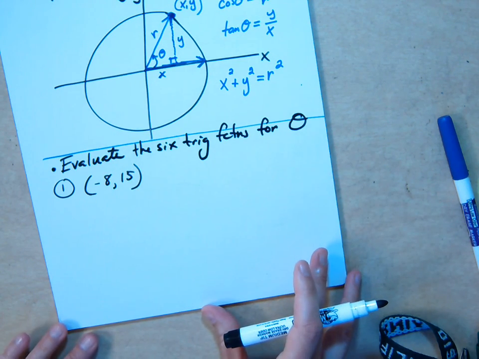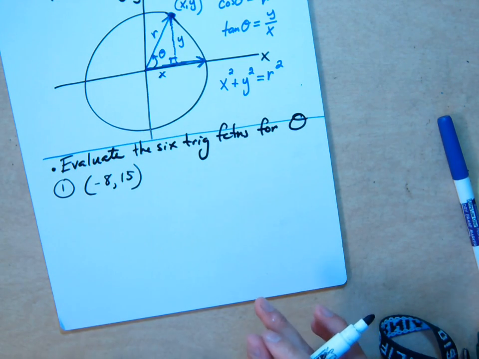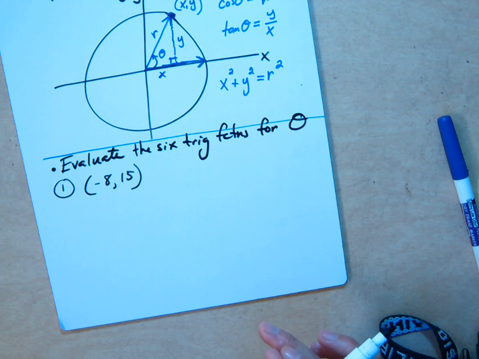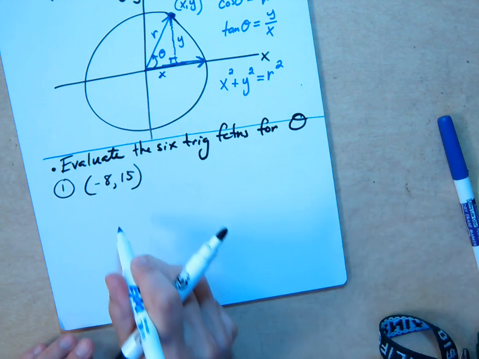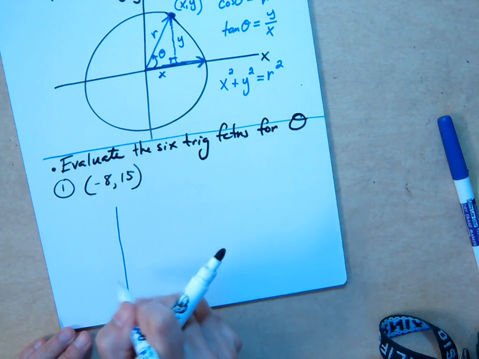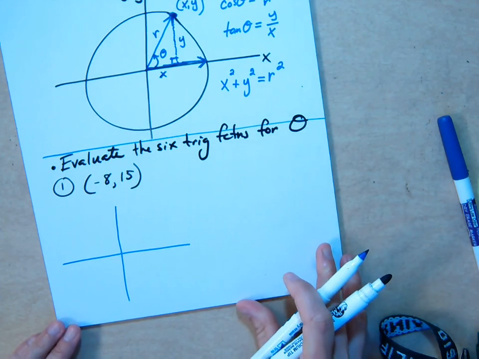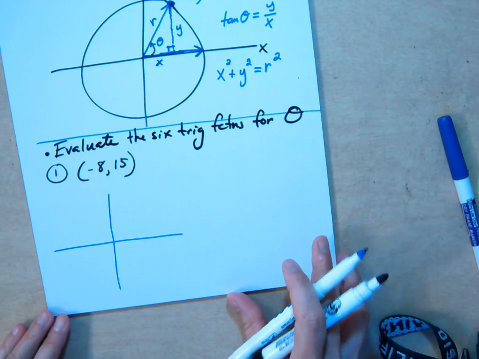And you're thinking, how am I supposed to evaluate trig functions? I don't see a triangle. I don't even know what that looks like. That's just a point, -8, 15. Well, you have to draw the picture. In your assignment today, numbers 3 through 11, you have to draw the picture yourself. So let's do it. It's not that bad. Here's the picture, and we'll use the same picture for all 6 trig functions.